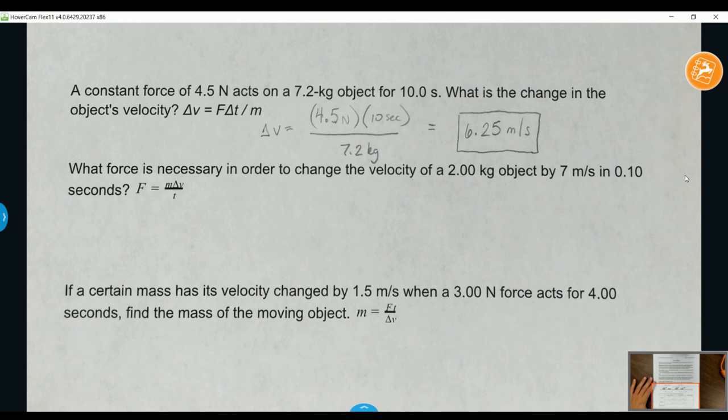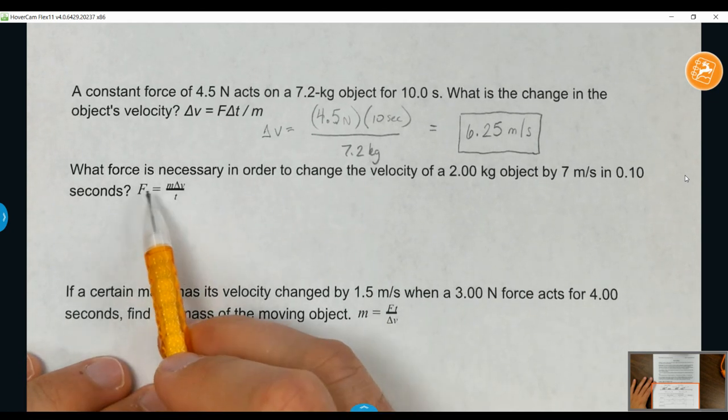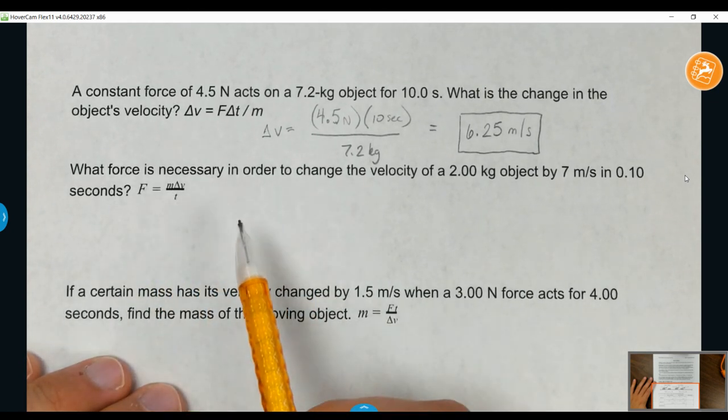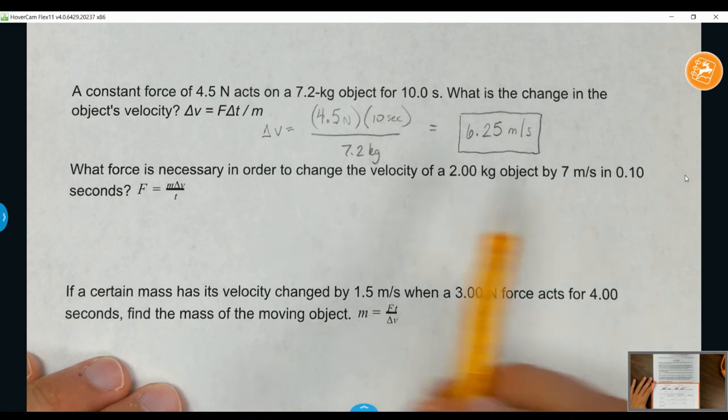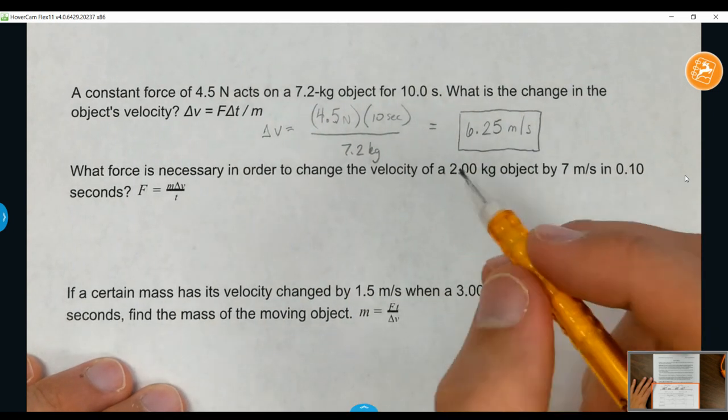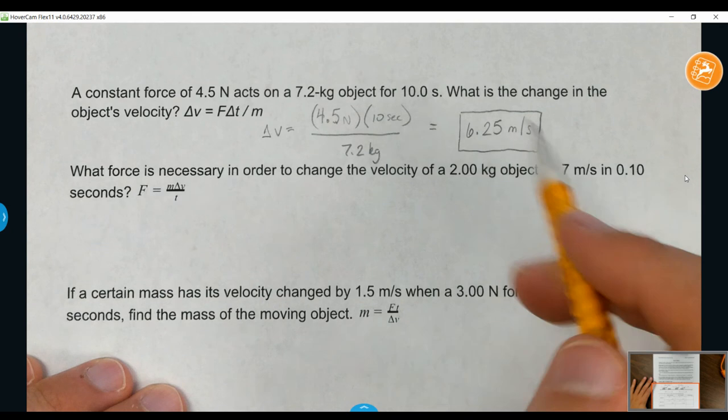In the second one of these, they want to know what the force necessary is in order to change the velocity of a 2 kilogram object by 7 meters per second in 0.10 seconds. So the equation is here, F is equal to mass times your change in velocity divided by the time. So the mass was what? 2 kilograms.